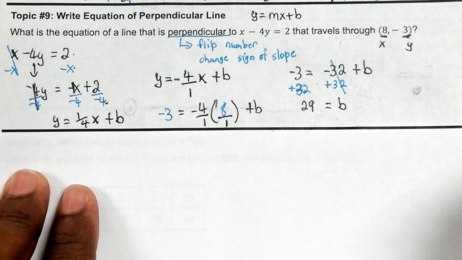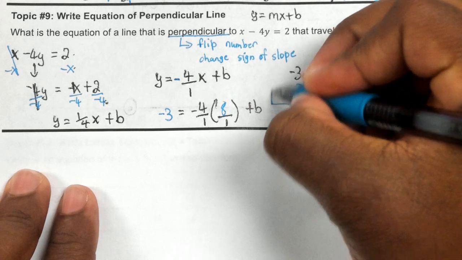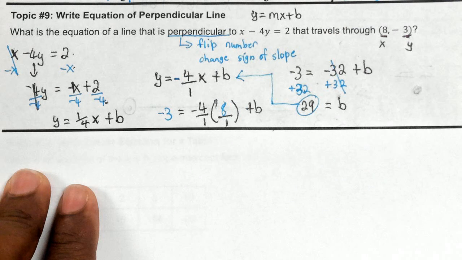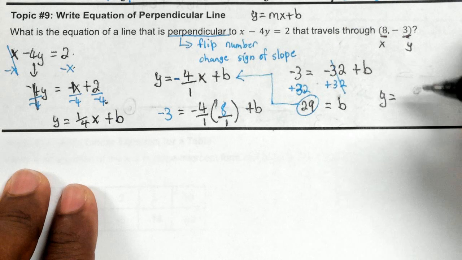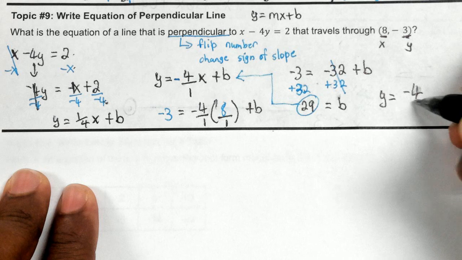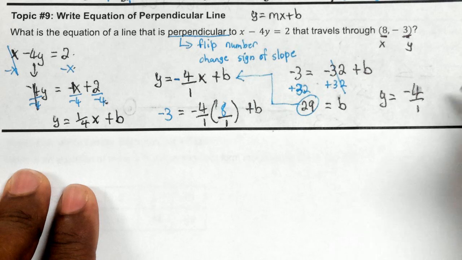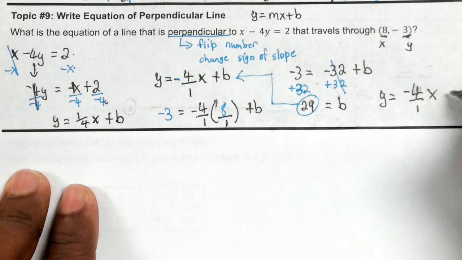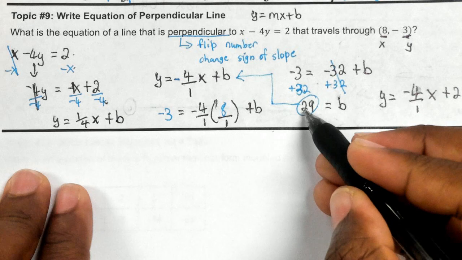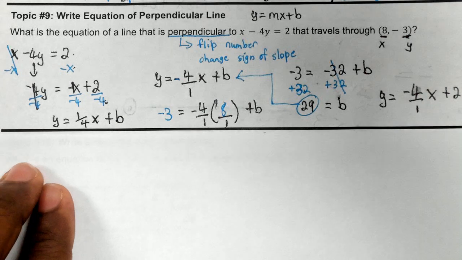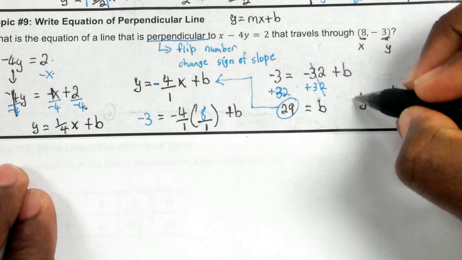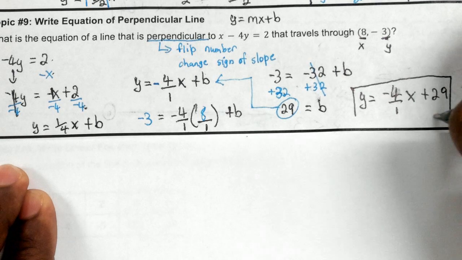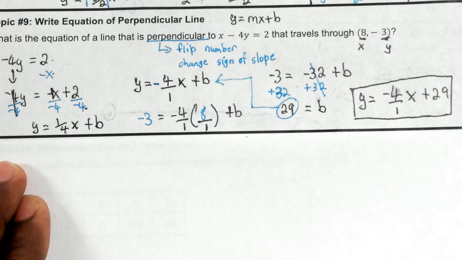My new equation for the perpendicular is going to be, again, this 29 replaces this b. So my equation is going to be y equals negative 4 over 1, or just negative 4, and then the x, and then instead of b, I'm going to write plus 29 because this is a positive number. Just like that, that would be the equation for my perpendicular. But guys, this is very, very difficult, so make sure you practice this one a lot.